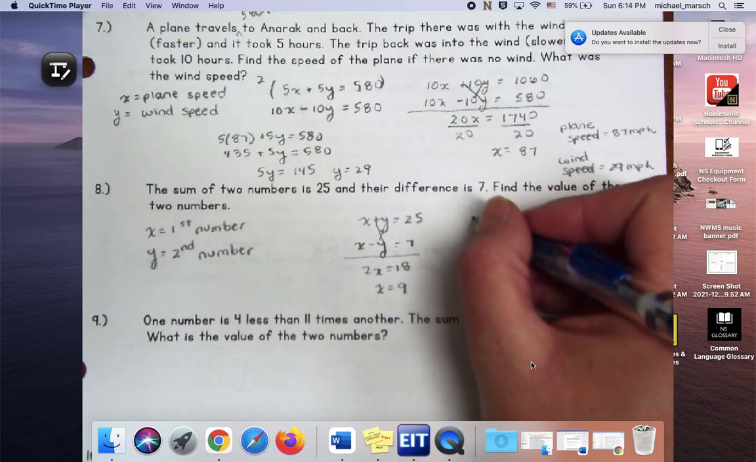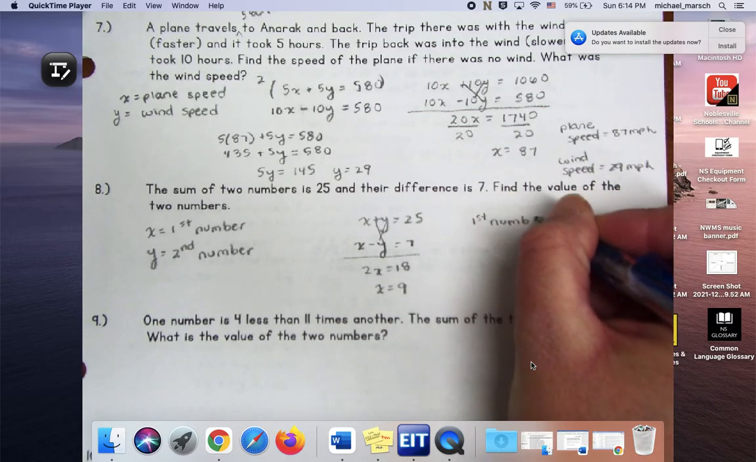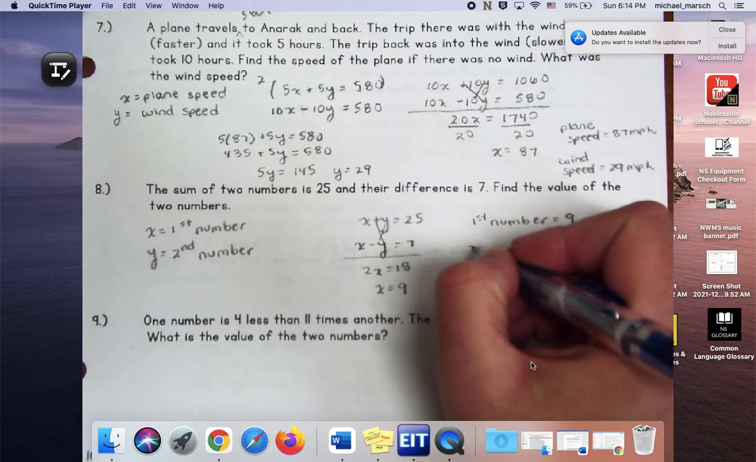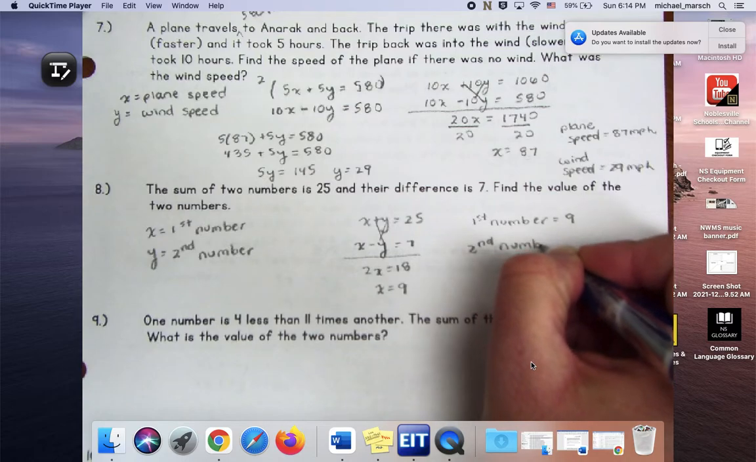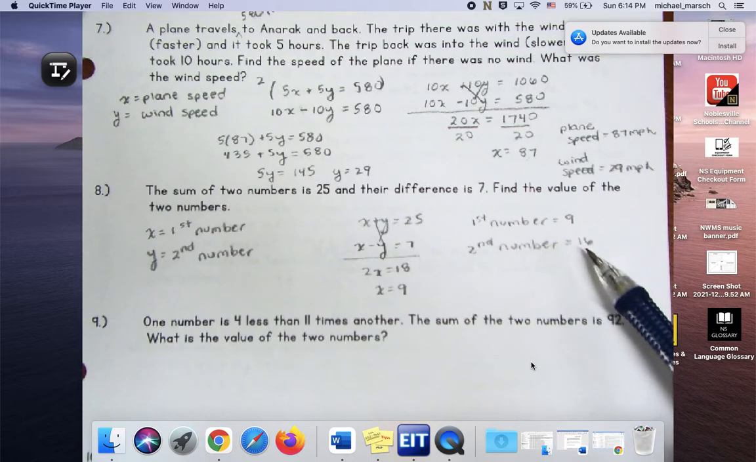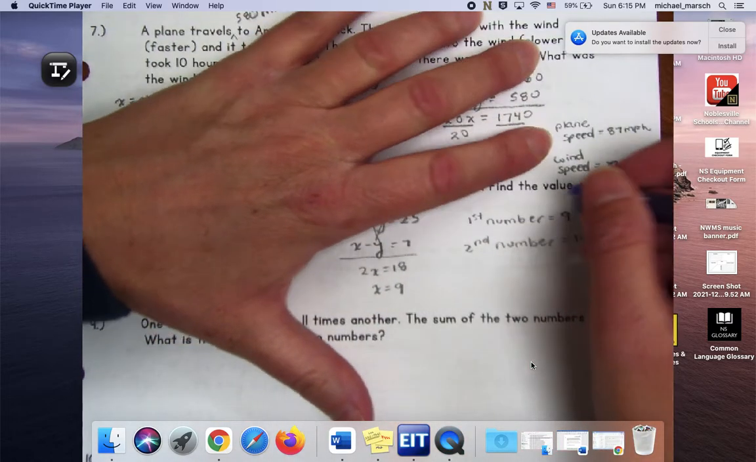So if you add them, you get 25. So the first number equals 9. 9 plus what gives me 25? Second number is 16. If I subtract those, I would get 7. Why isn't that working out? Oh, I know. Duh.